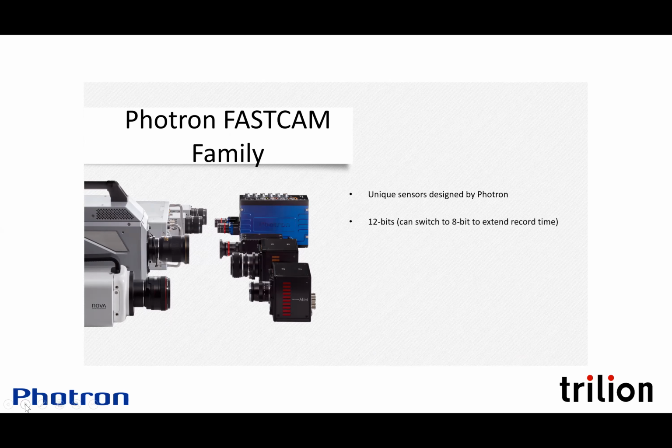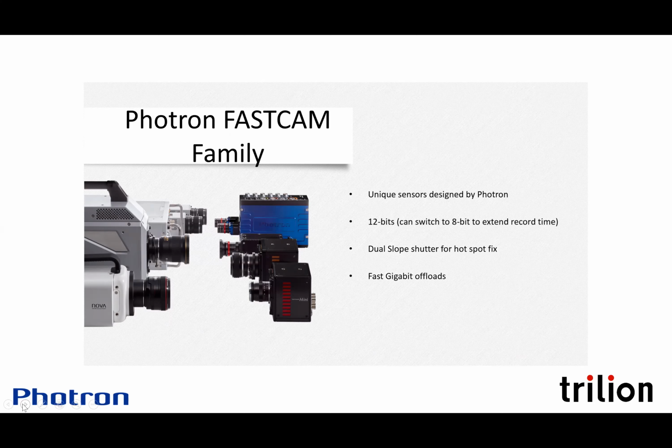The sensors are all 12-bit sensors. Some of our sensors you can run in an 8-bit mode that would give you a longer record time. We have what we call dual slope shutter. Some applications you're going to get bright flashes, and you're going to have self-illuminated events. We'll talk about how we can use this dual slope shutter to overcome that. It's a very interesting feature.